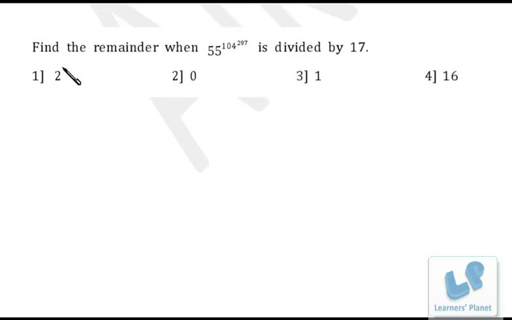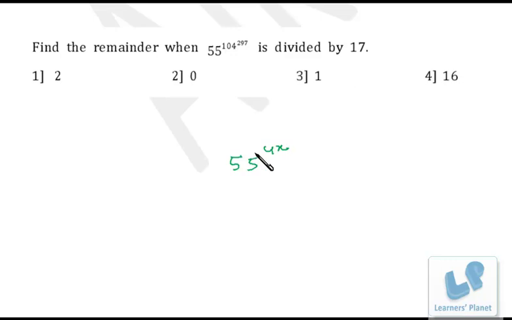Now in this case, find the remainder when this expression is divided by 17. Friends, this 104 raised to 297. 104 is a multiple of 4, obviously, and the multiple of 4 is having a very high power. That means this entire expression is actually a multiple of 4. So we can assume it to be 55 raised to 4x, any multiple of 4.